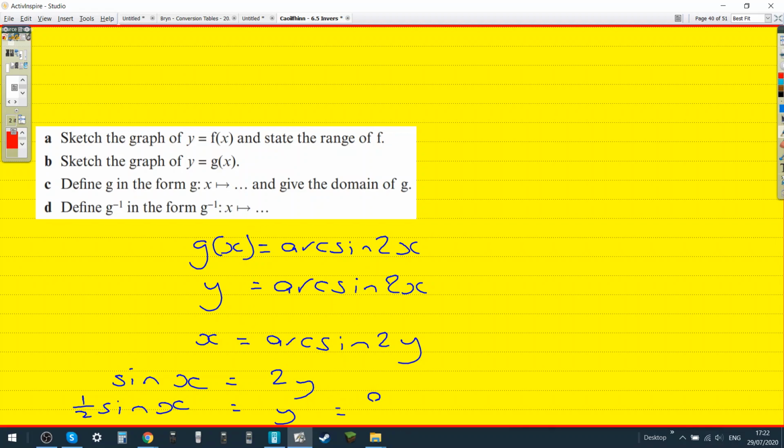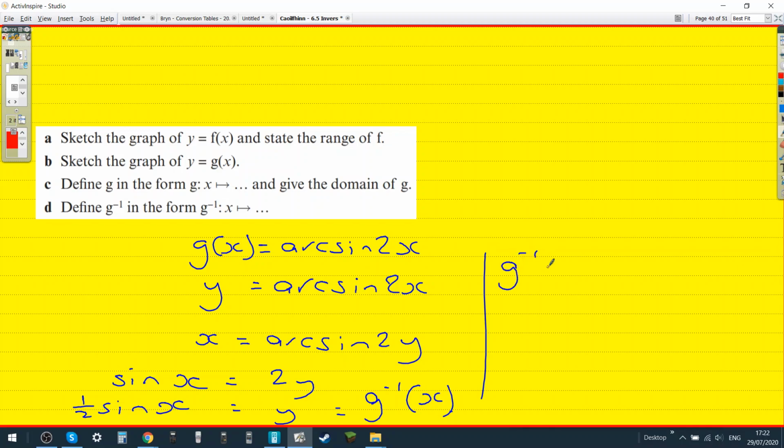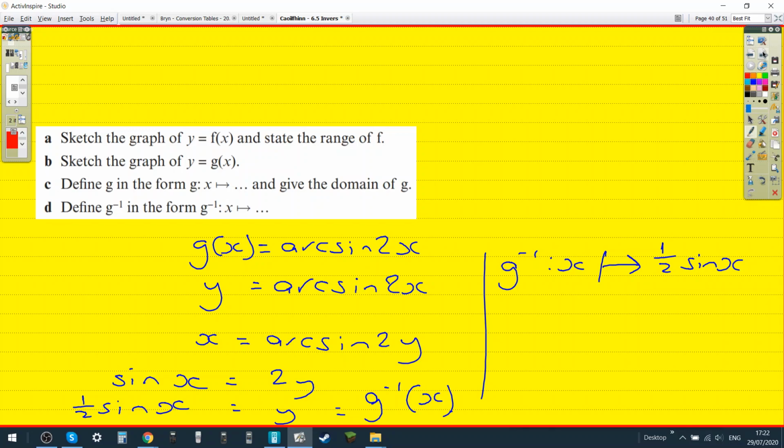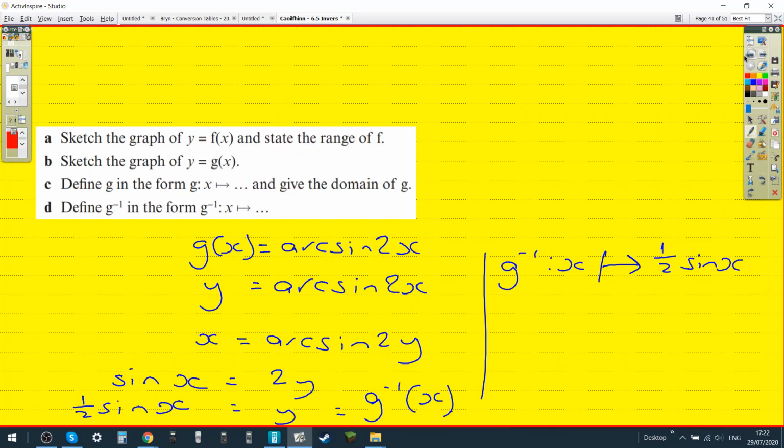It's like g inverse. So, hang on. I should write it like this, I think. G minus 1 of x, such that x maps onto a half sine x, because that's the inverse. A half sine x. There we go.